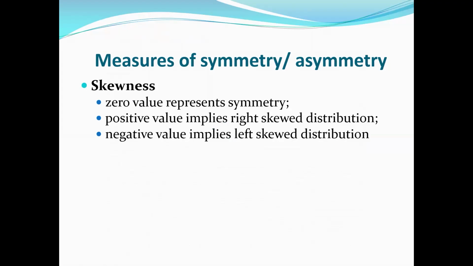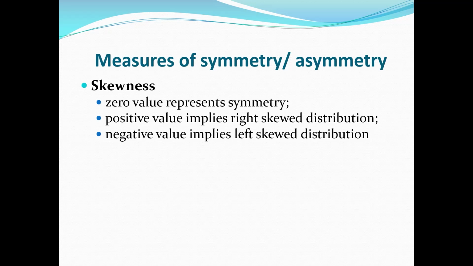So symmetry is measured by skewness. It is calculated; that's the formula. A 0 value represents symmetry. When you calculate skewness, if you get 0, that means it is like the bell-shaped curve which I showed you. The values are symmetrical. If you get a positive value, that means right skewed, with more people on the right side. If you get a negative value for skewness, it implies a left skewed distribution. That means there are more people on the left side, so the curve will be more on the left side.